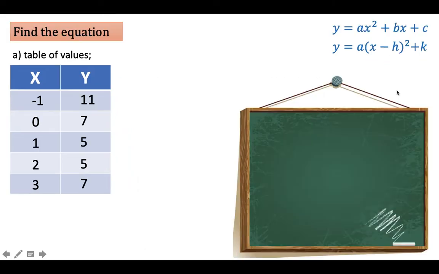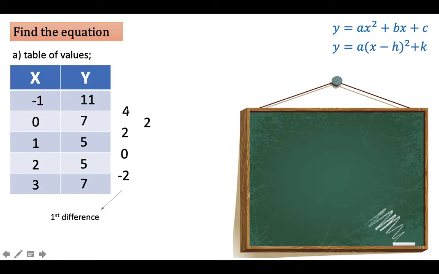Okay, so to find the equation using the table of values, first we're going to examine our x values to see if they are in consecutive order. Negative 1, 0, 1, 2, 3, so it is in consecutive order. Then let's examine our y values. We will just find the difference, or subtract them. 11 minus 7 is 4, 7 minus 5 is 2, 5 minus 5 is 0, and 5 minus 7 is negative 2. That is the first difference.